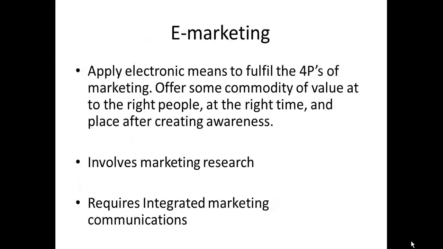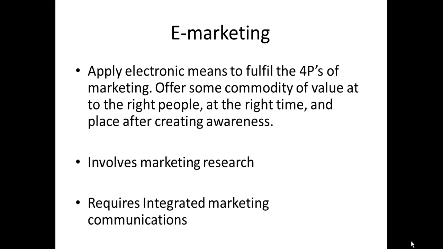Now, the other aspect of e-business is e-marketing, electronic marketing. Essentially, this involves applying electronic means to fulfill the 4 P's of marketing, which you know quite well. Thus, you are able to offer the right commodity to the right people at the right time. Essentially, e-marketing also involves creating awareness in the first place, so that customers know who you are, what products you are providing, and they can then make their orders. E-marketing also has a strong component of marketing research.